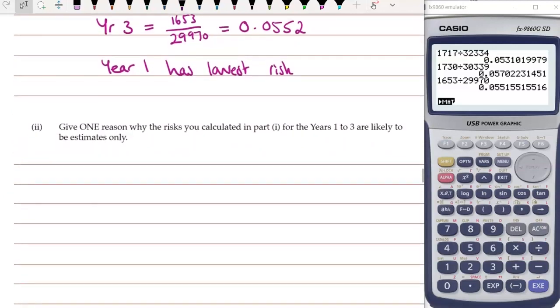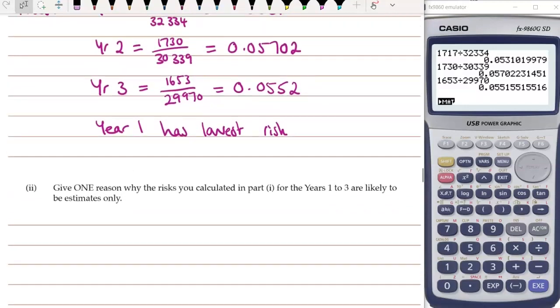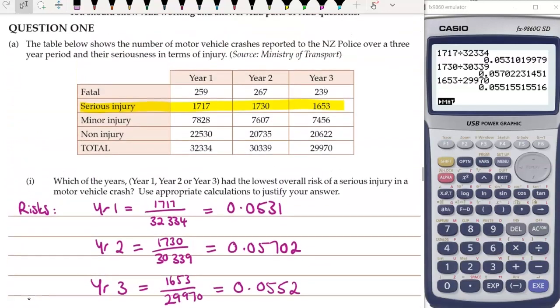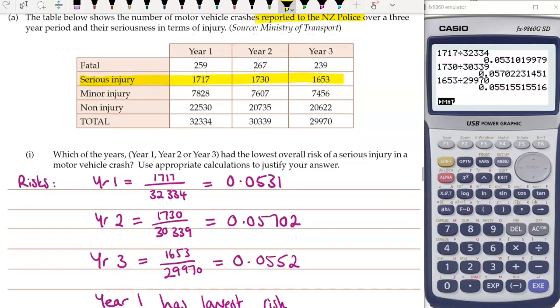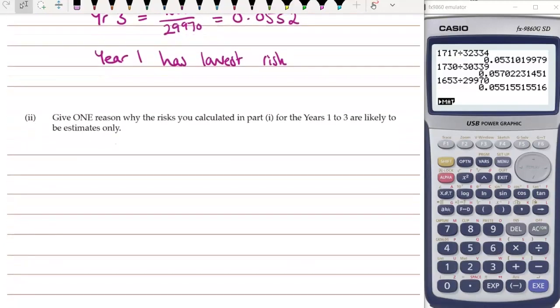All right, give one reason why the risks you calculated for years 1 to 3 are likely to be estimates only. So let's take another look back at the information. This was the number of motor vehicle crashes reported to the New Zealand police over these 3 periods and their seriousness. So this is important that it's the ones that are reported to the police, and not all accidents would be reported to the police, especially if it didn't result in injury or the injury was quite minor. So I'll write something about that.